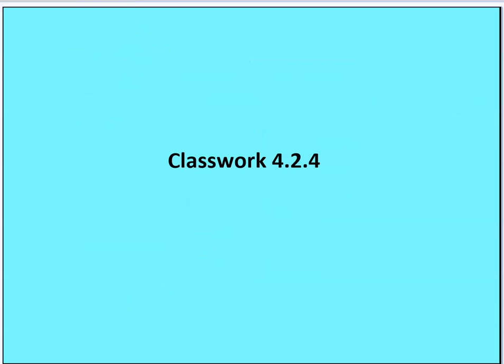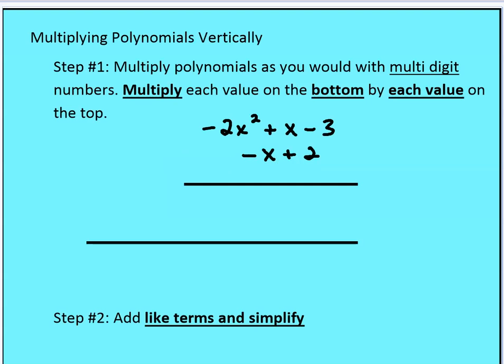Okay, that brings us to classwork 4.2.4, which I believe is going to be the end after you copy this down. So please copy this down. You're going to multiply negative 2x squared plus x minus 3 against negative x plus 2, and you're going to multiply them vertically. Then you're going to add like terms and simplify. All right, so please write this down.